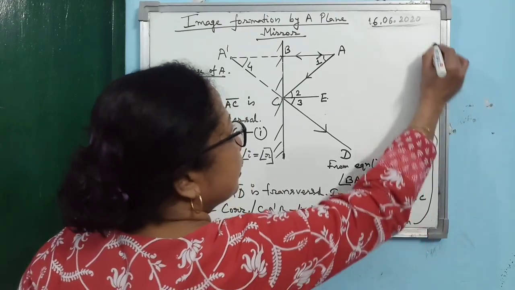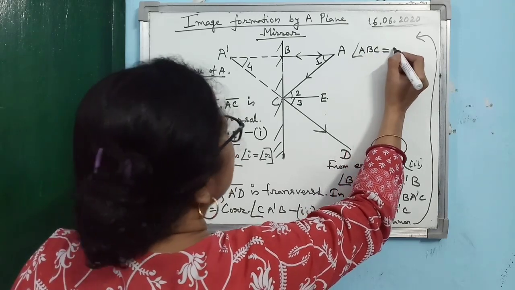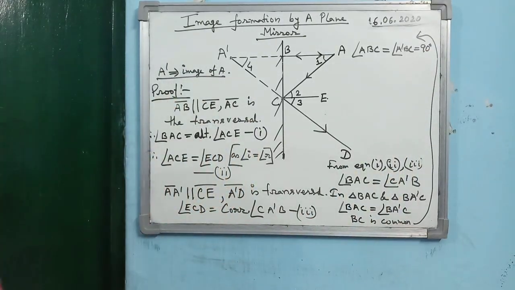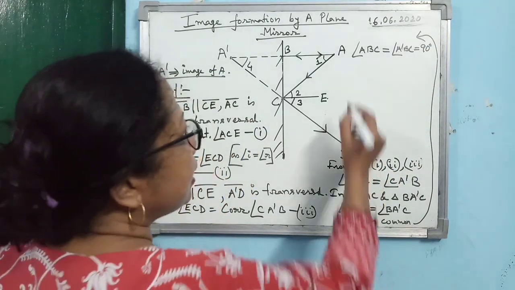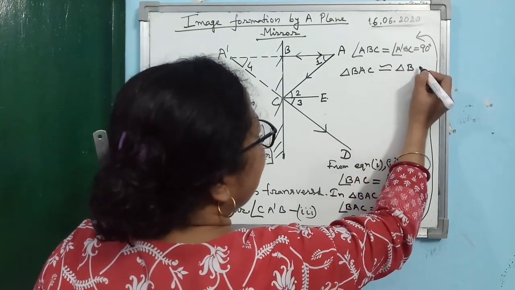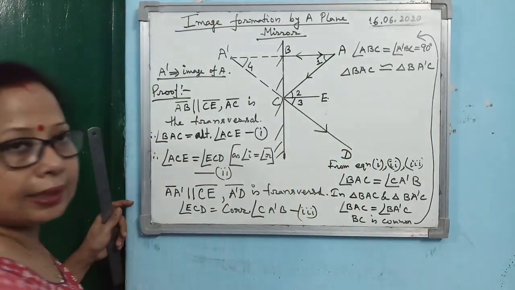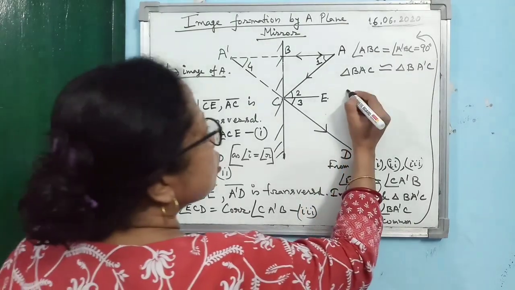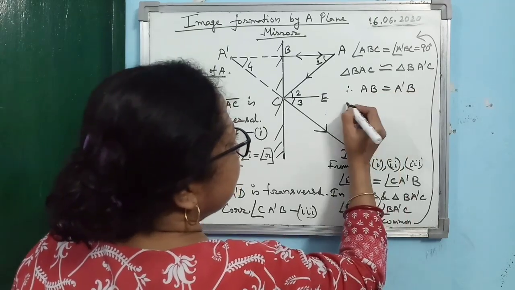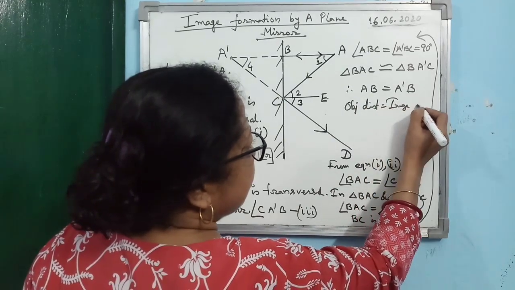Then I am writing it here. And look at the diagram, angle ABC equals angle A dash BC equals 90 degrees. So what will happen? The two triangles are congruent. So you can write that triangle BAC is congruent to triangle BA dash C. If the two triangles are congruent, then the other sides and other angles are equal. So one can write that AB equals A dash B. Means what? Object distance is equal to image distance.